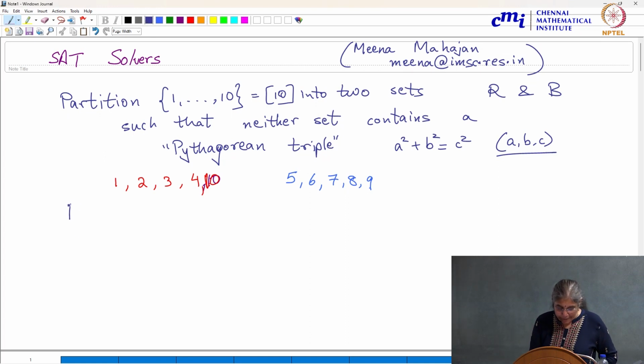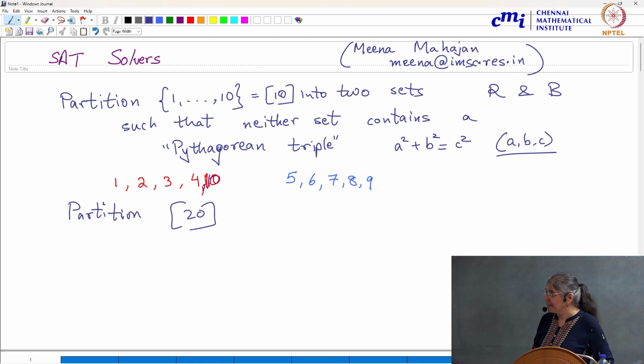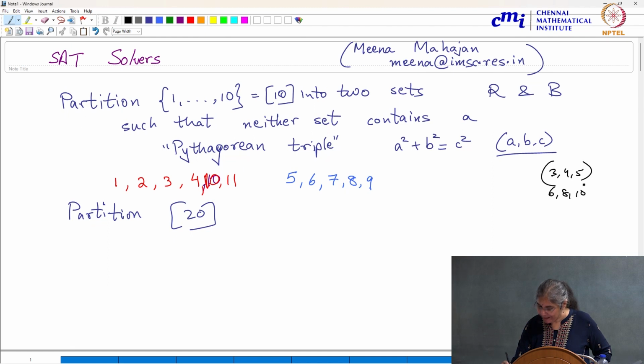Okay, so now let me change the question. Partition 1 to 20. You can extend this partition a little bit more, putting the remaining numbers. We have already put 10 here, you put 11. Maybe at this point you see that it would be useful to have a list of Pythagorean triples somewhere. So what are the Pythagorean triples up to this point? You have 3, 4, 5, we had 6, 8, 10. These already you had to split.